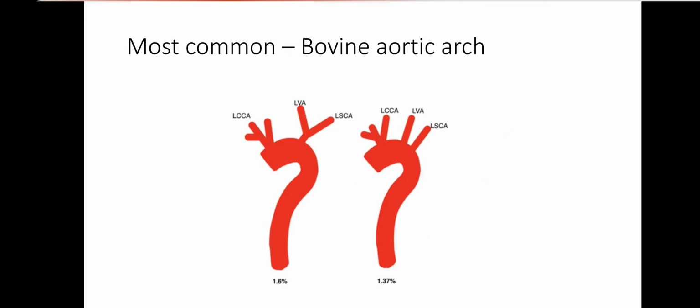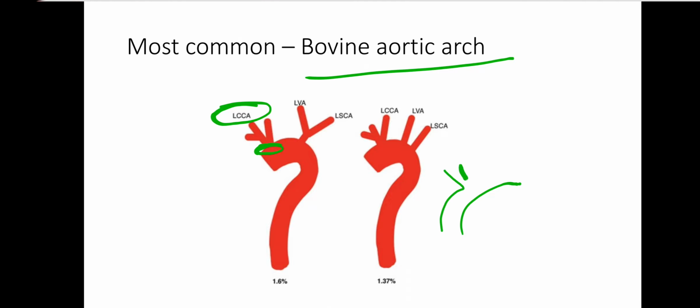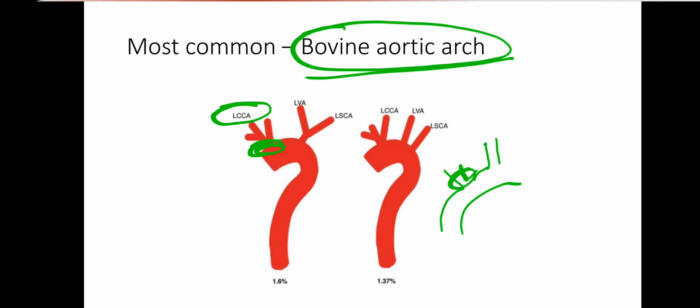The most important variation that can happen is the bovine aortic arch, where the left common carotid artery takes a common origin along with the brachiocephalic trunk. As we saw before, if this is the arch of aorta, here is your brachiocephalic trunk, and the left common carotid artery has a separate origin. Now, when it has a common origin along with the brachiocephalic trunk, that is a very common variation, and that kind of aortic arch is called the bovine arch variation.